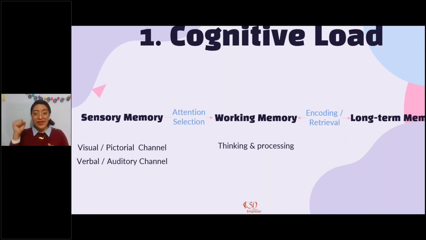We get the information. If it is in dual coding, it's easier to pass it into the working memory. Now, from working memory to long-term memory, we have a back and forth chance. In this one, we are often retrieving information.